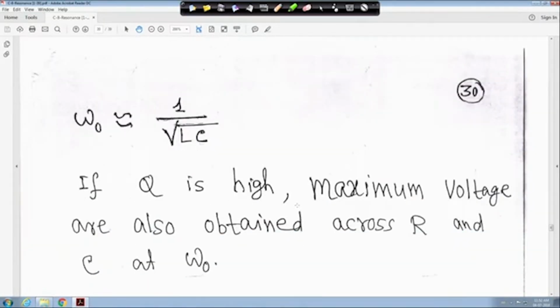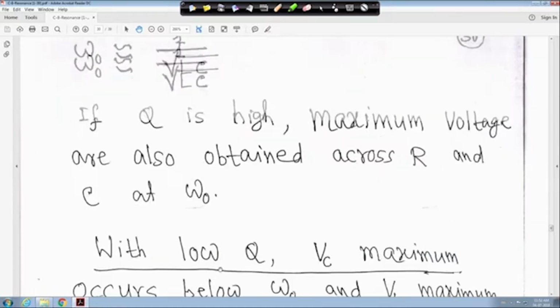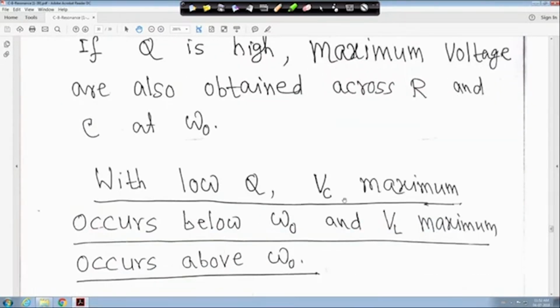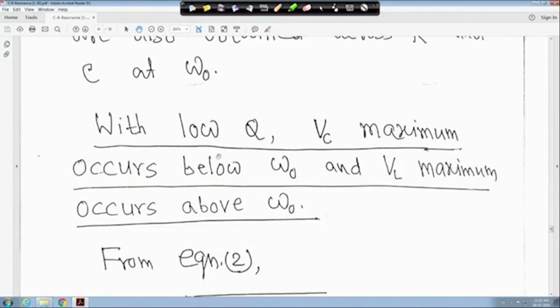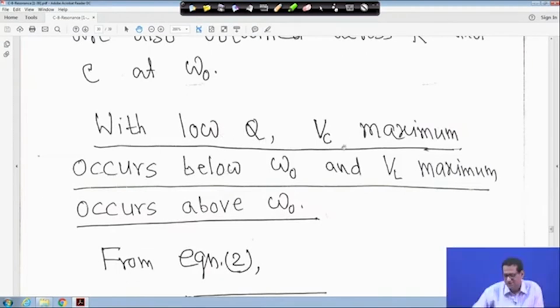Now if Q is high, maximum voltage is also obtained across R and C at omega 0, that is the resonance frequency. With low Q, Vc maximum occurs below omega 0 and VL maximum occurs above omega 0. This is a small exercise for you, looking at the expression.